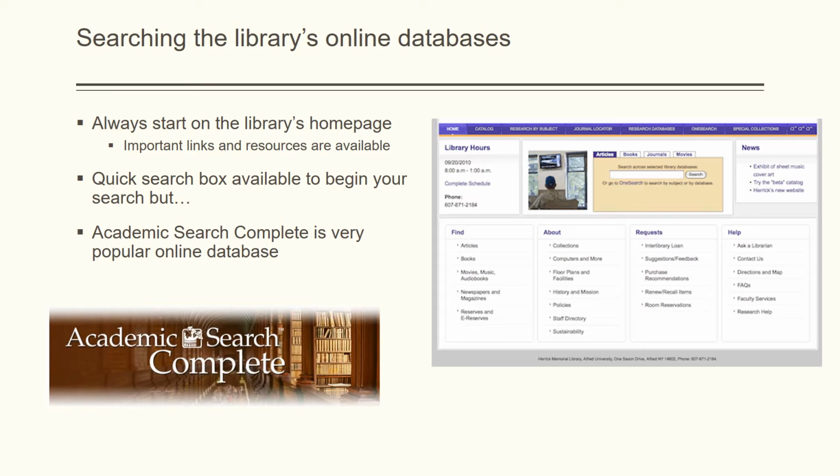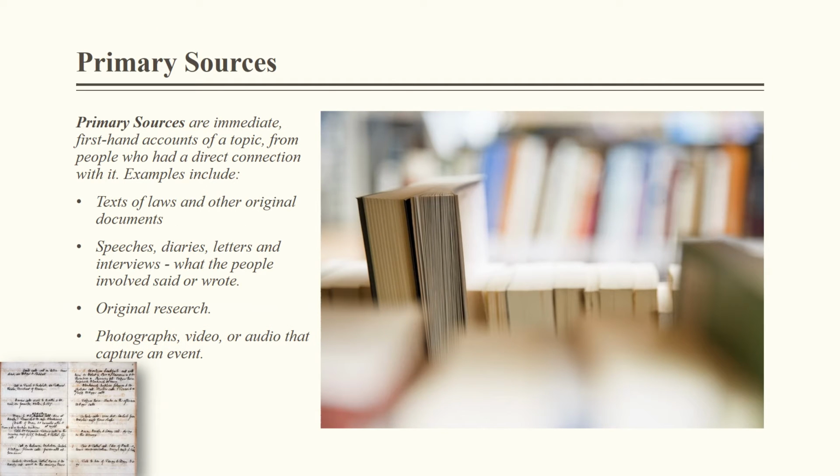But we're going to go through the process of searching a particular database, which is in this case Academic Search Complete, which is a very popular database that's available within the University System of Georgia and nationwide. So before we do that, let's look at primary and secondary sources, just to give you a short tutorial about those, and then we will continue with our research.